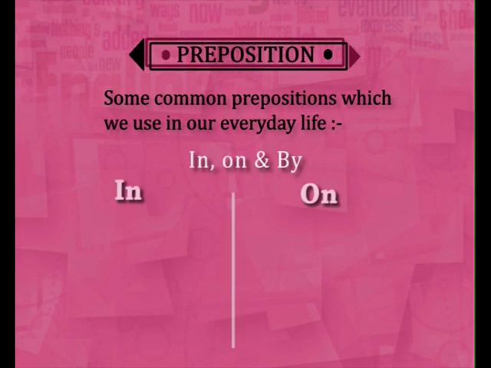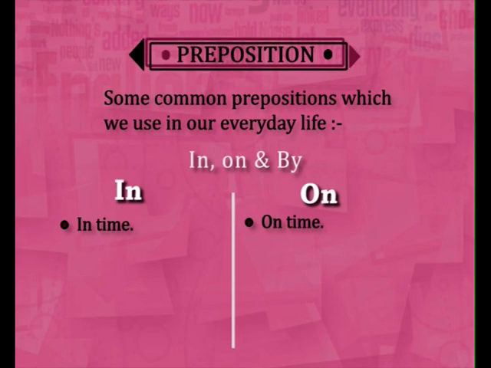Let's see the next. Next is our in, on and by. In time and on time. See, in time and on time, see the difference. On time in the sense exactly on the dot. The plane landed on time in the sense exactly. The train departed on time. That means exactly the time which has been scheduled.